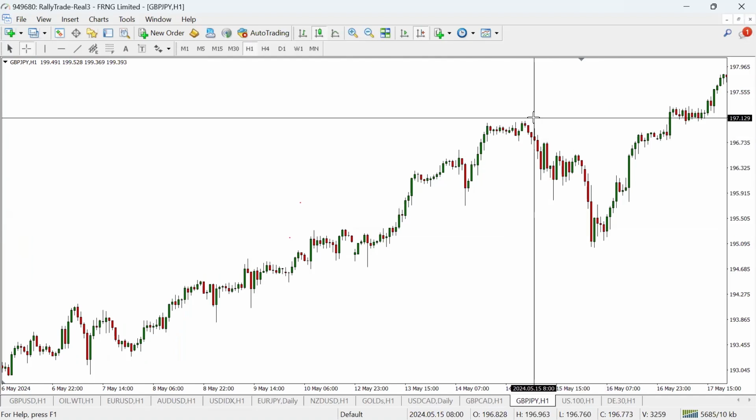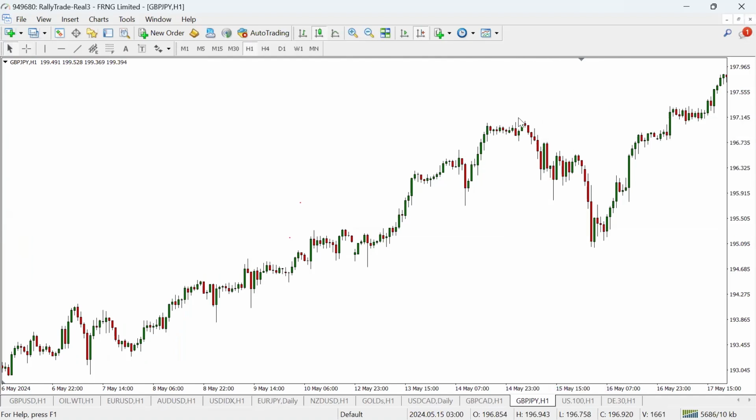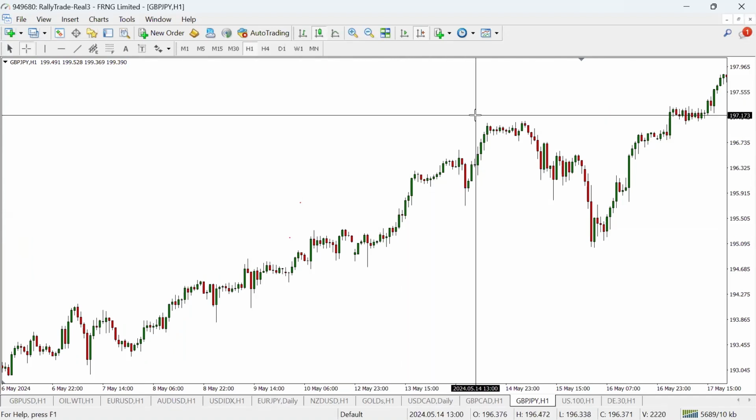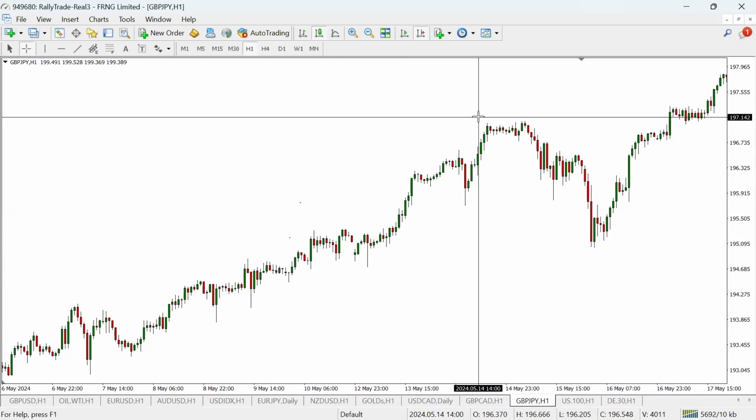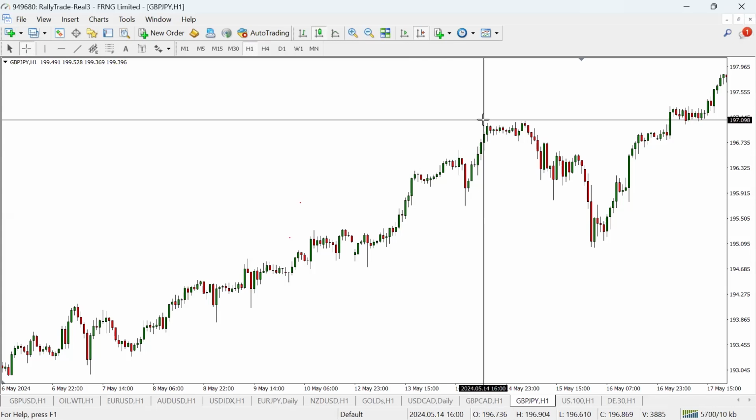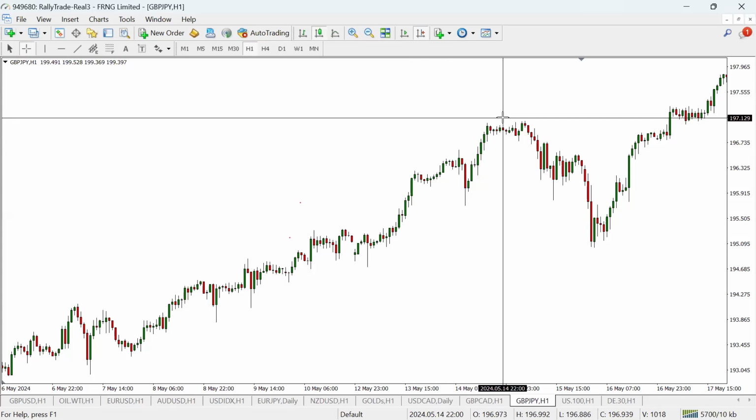Your pending order is above this level here, right? Now, this strategy is actually quite easy because it puts you in a comfortable position and you can take about 10 to 15 pips, right? You get 10 to 15 pips easy.